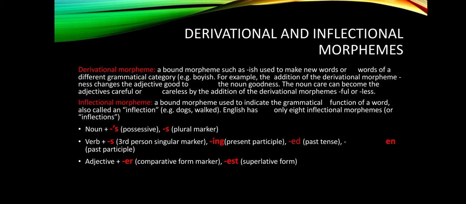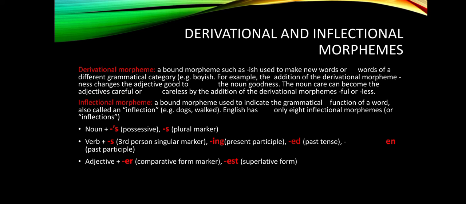Then plural marker s, as I have given example of dog and dogs. Then verb, if the s at the end of the verb occurs, it tells us that the verb is being used with a third person singular pronoun. And you can see the other examples in this slide. Ing shows present participle. Ed as a suffix tells us past tense. Then en shows the past participle form.